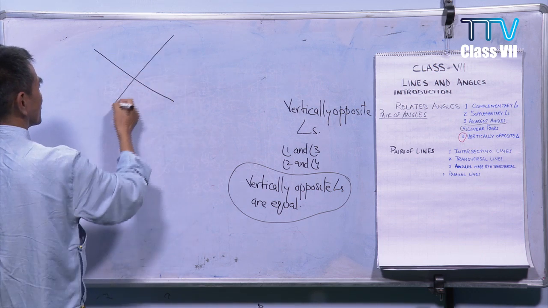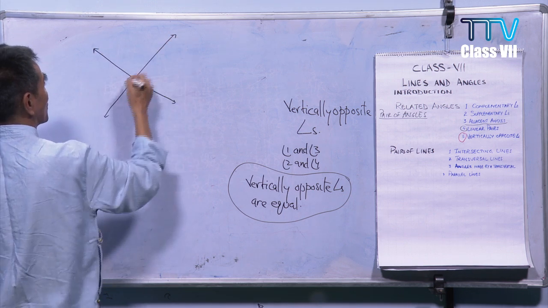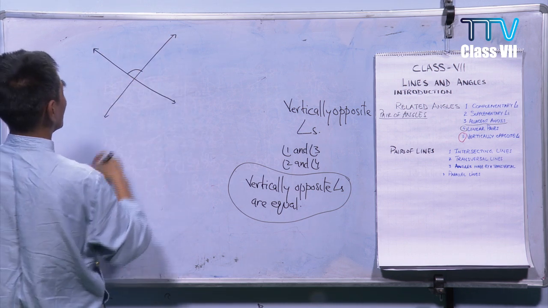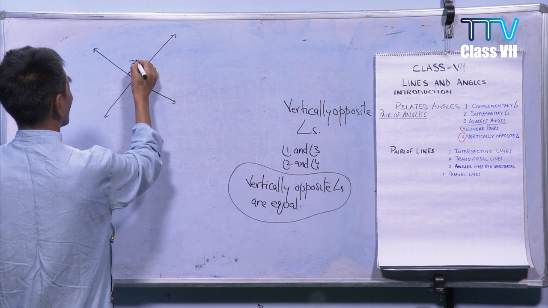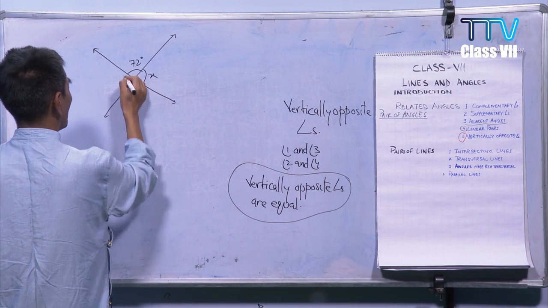Let's say we draw a figure, and this angle equals 72 degrees. Find x, find y, and find z.